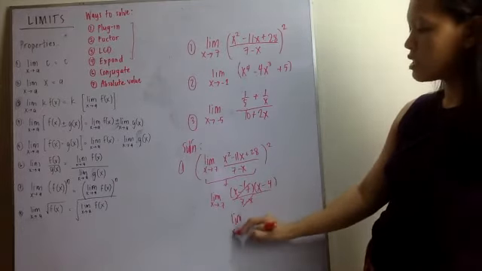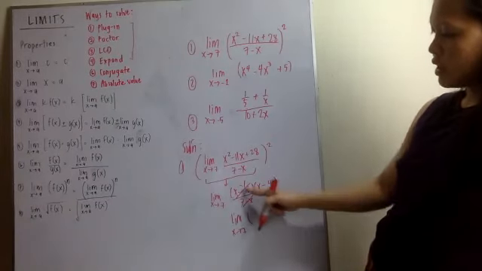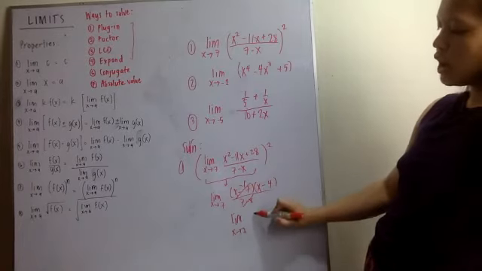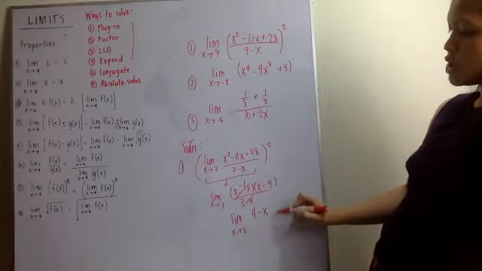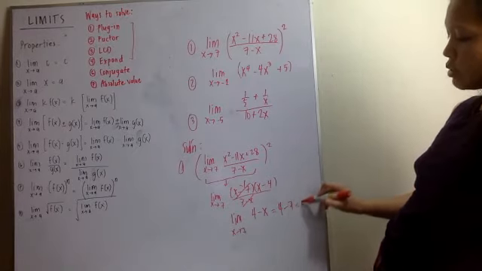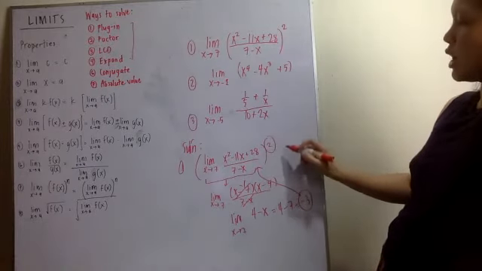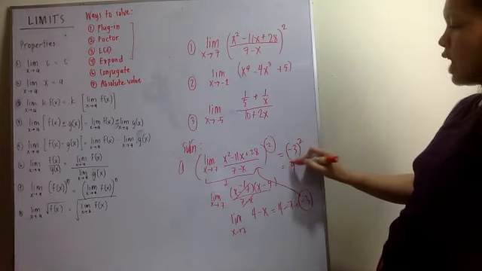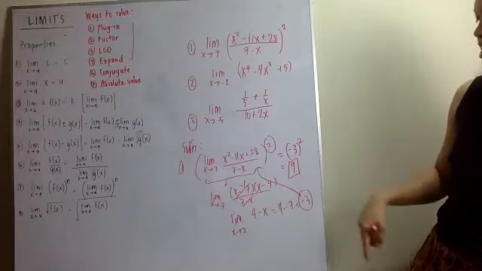Okay, so we're left with the limit as x approaches 7 of negative 1 times x minus 4, or 4 minus x. Substitute: 4 minus 7 is equal to negative 3. But take note, that's what's inside. We still have the square, okay? So this is equal to negative 3 squared, or 9. Got it? Okay, the answer is 9.